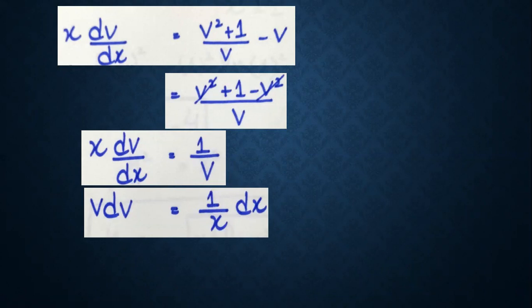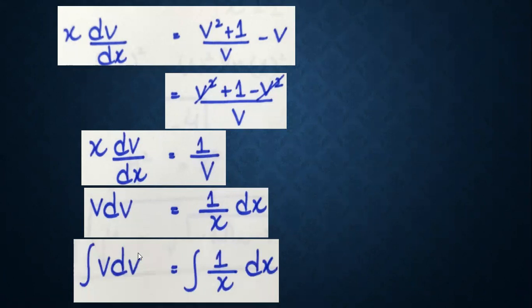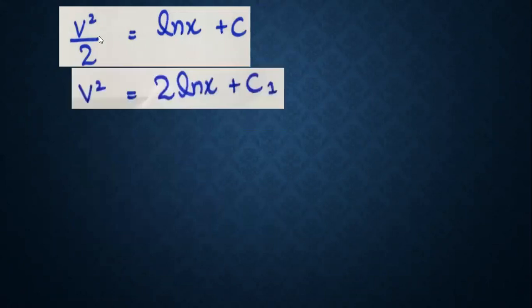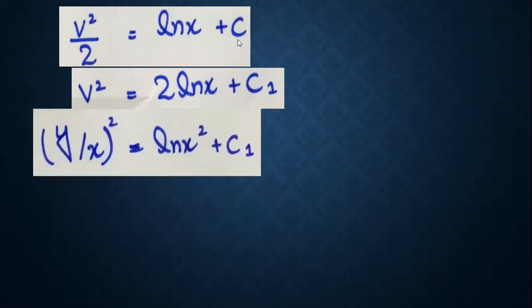Now the next step is to integrate on both sides. When you solve this integral, you get v square by 2 is equal to the integral of 1 upon x, which is always natural log of x, plus the constant of integration c. I want v square, so I will take this 2 to the other side, and it will be multiplied with natural log of x and c. So the new constant, I'm calling it c1, is equal to 2c.